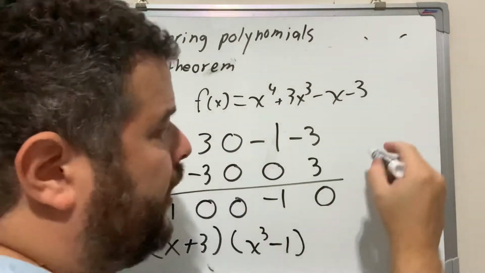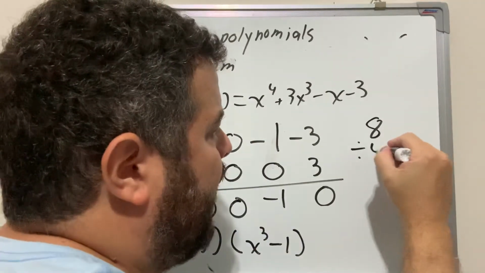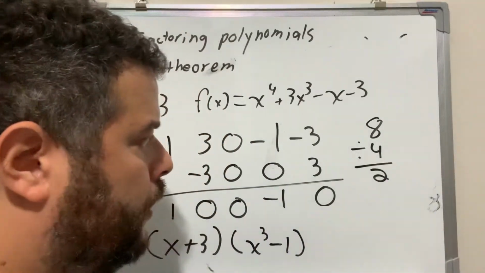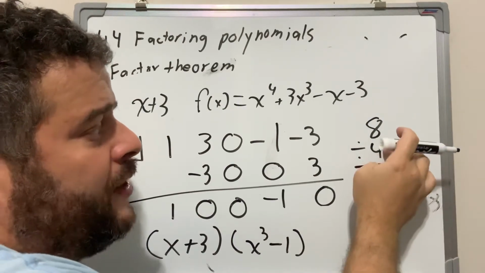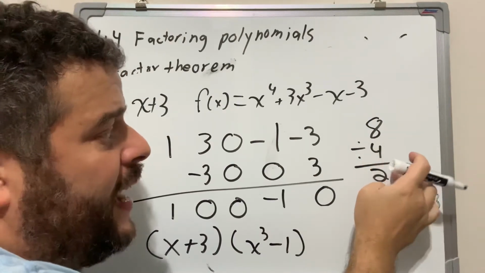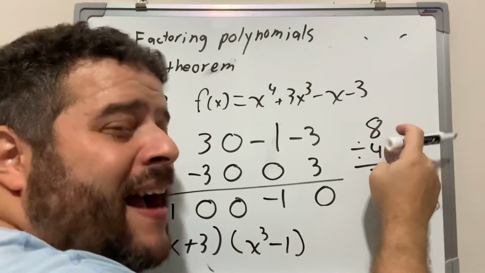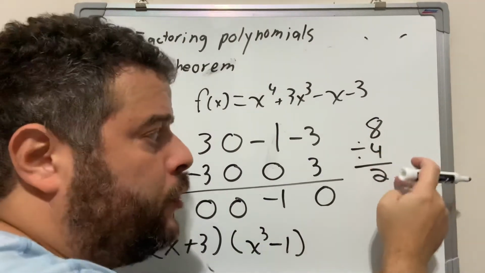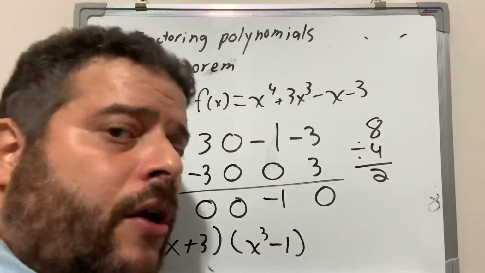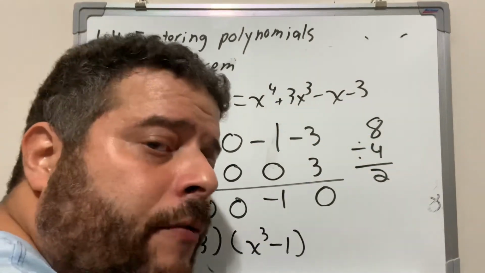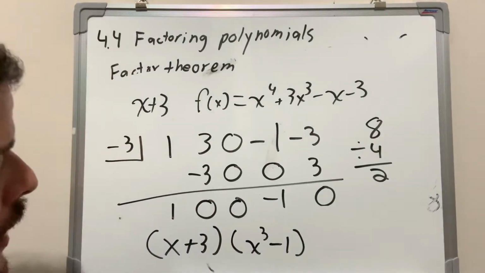Again, think of it this way. If you divide 8 by 4, you get 2. If you multiply the answer by what you divided by, you get the original number. 2 times 4 is 8. This times this will give you this. You can try it if you want, and you'll be able to verify.